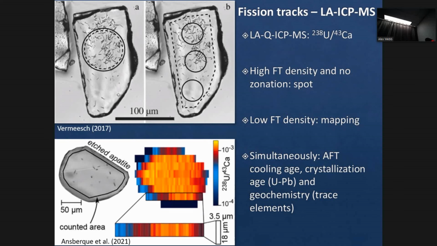And the other point is also zonation. If you have zonation, dating only one spot is not representative of your crystal, so you have to make several spots. So it's still in development, but getting better and better.